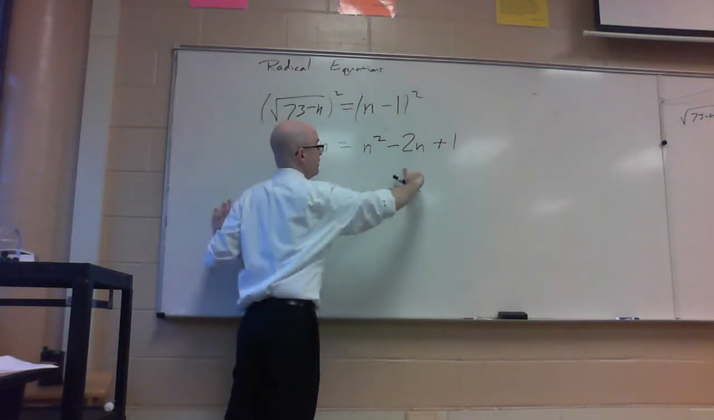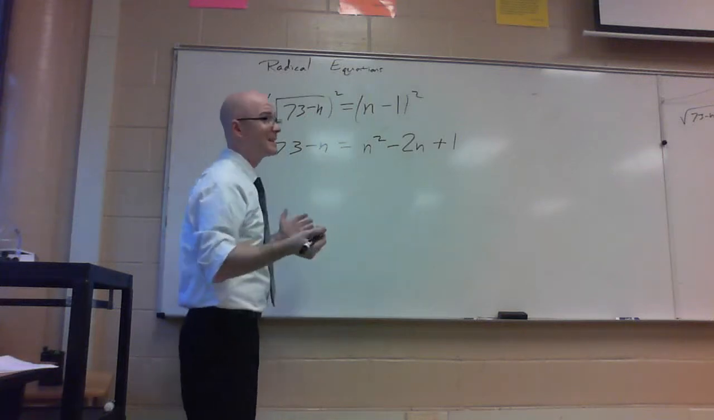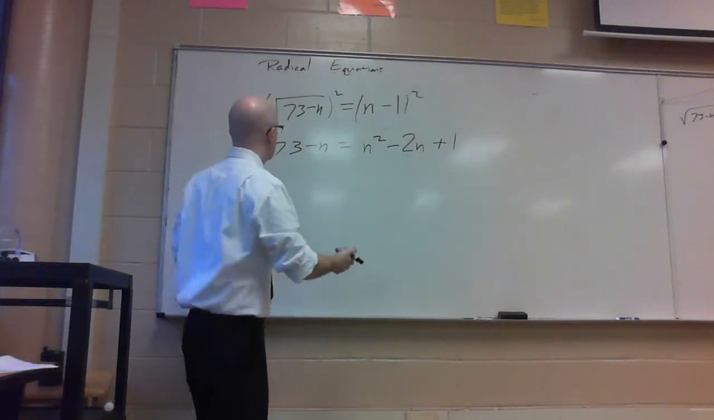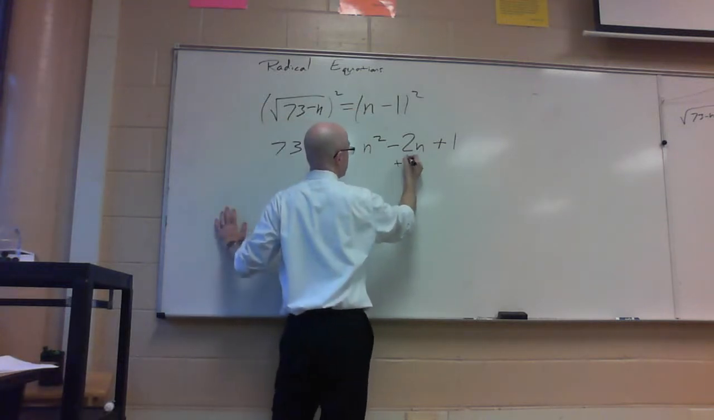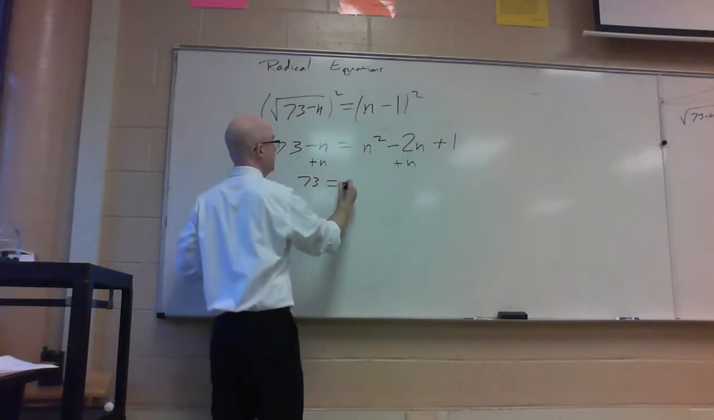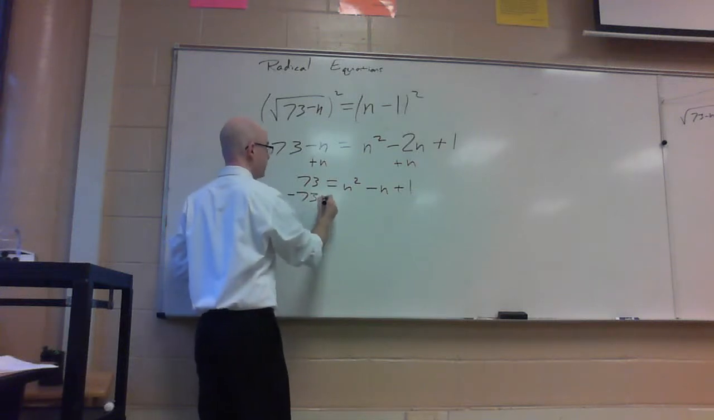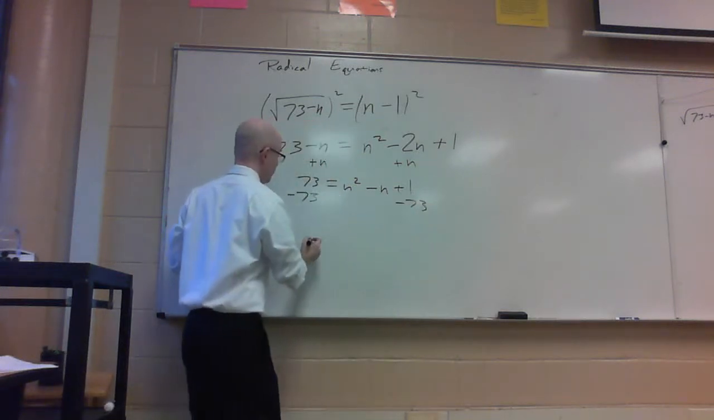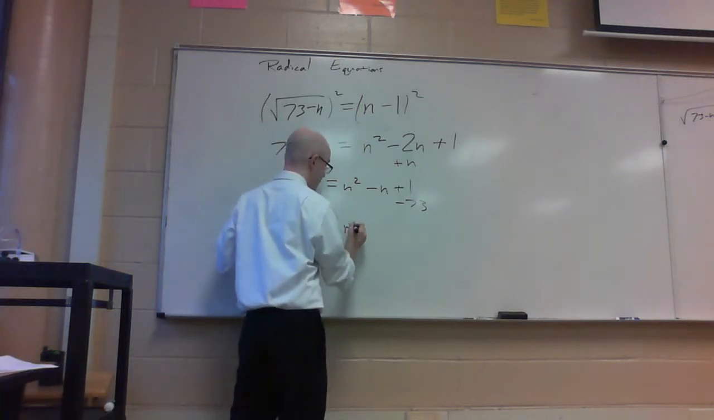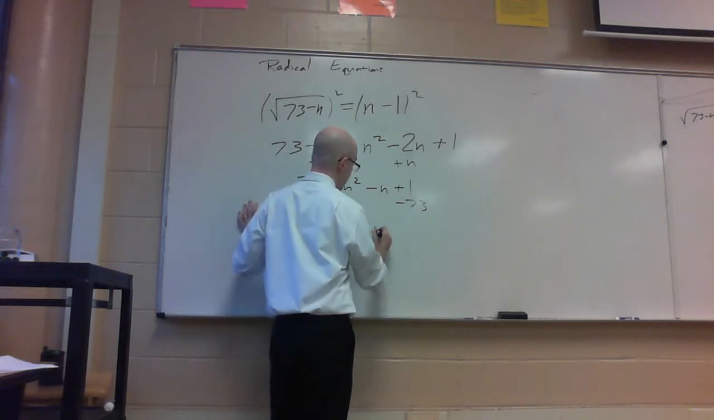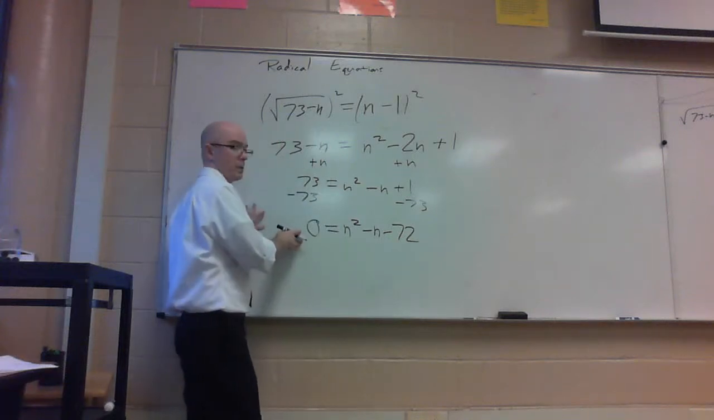Let's get all of this over here so that we can use the quadratic formula, or in this case, it actually factors out quite nicely. So I've got to add n to both sides. That leaves me with 73 equals n squared minus n plus 1. Get this 73 out of here. Subtract 73. Remember that in order to use the quadratic formula, you must have 0 on one side of your equation. N squared minus n minus 72 is equal to 0.